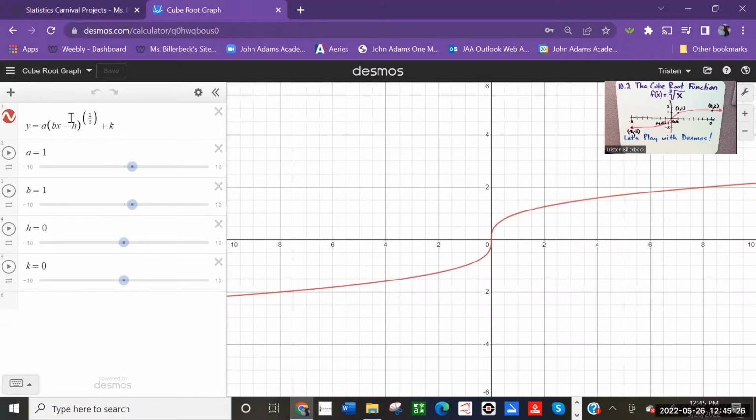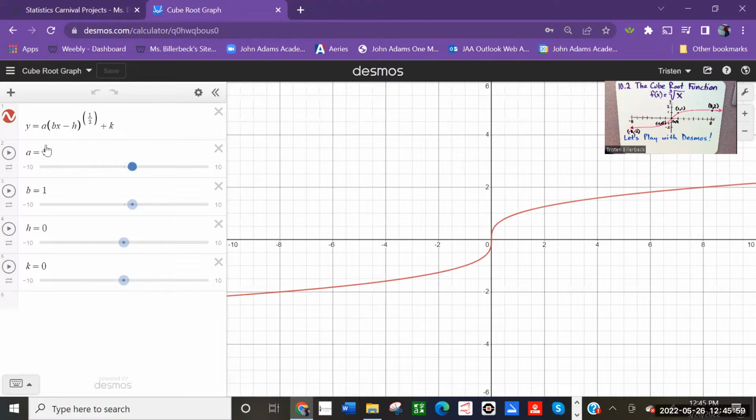Okay, so we have a cube root function now. Instead of the actual cube root, I'm making a grouping symbol and doing an exponent of 1/3, which is the exact same thing as a cube root. So just like a square root, the exponent would be a 1/2. A cube root, the exponent would be a 1/3. It's the same situation as the square root, where we had the a here, the b associated with the x, the h here, and then the k here. And everything is the same.